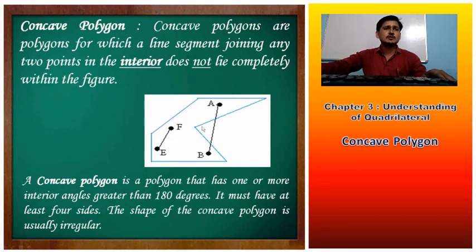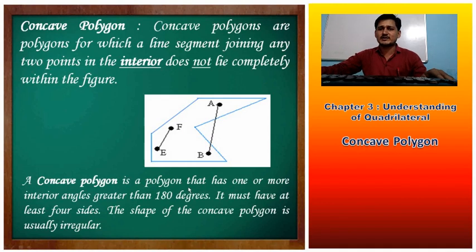So a concave polygon is a polygon that has one or more interior angles greater than 180 degrees. That we have already discussed. It must have at least 4 sides. The shape of the concave polygon is usually irregular. So you have to keep these points in mind while discussing concave polygon.